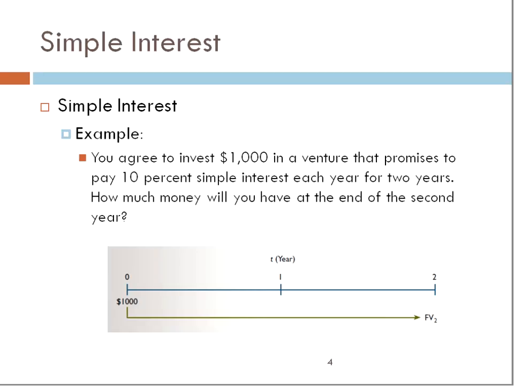So let's look at a very basic example. Simple interest: you invest $1,000 at a 10% interest rate, but simple interest. How much will you have at the end of 2 years? Well, you start with $1,000. First year, you're going to make $100 in interest, so you will end up with $1,100 at the end of the first year. For the second year, you'll be making 10% of $1,000 again, which is another $100. So you will end up with $1,200 at the end of year 2.